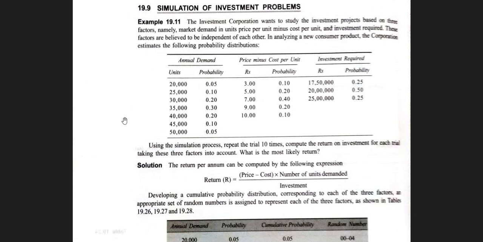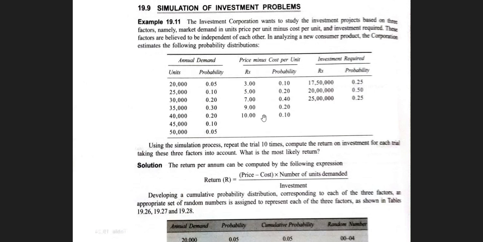So for this particular investment corporation, the probability of them having an annual demand of 20,000 is actually 0.05. Probability of them having 25,000 is 0.1, like that to the end. So it is very unlikely for them to get 50,000 annual demand, but it is still possible. It has a probability of 0.05.